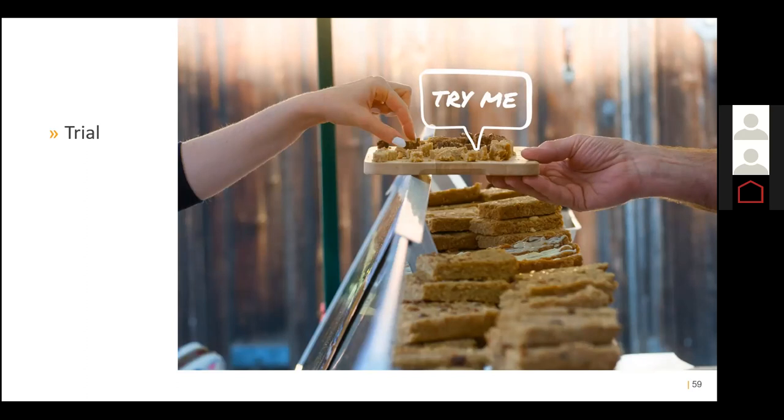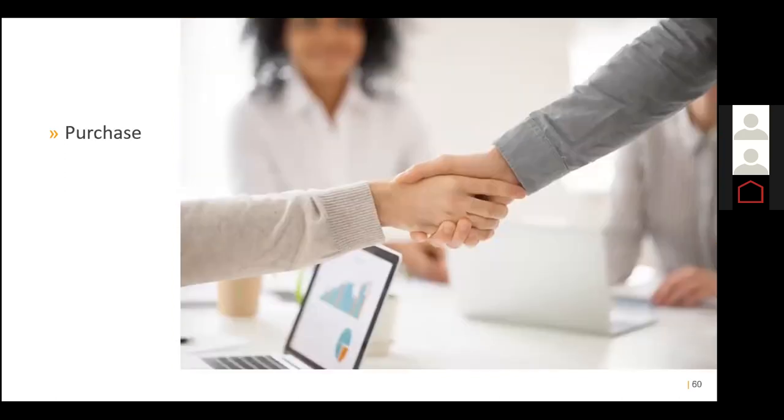Let me understand a little bit more about how your product actually works. Let me touch it and feel it. And then, of course, purchase. That's when the purchase order is submitted, the check is in the mail, and the angels sing.